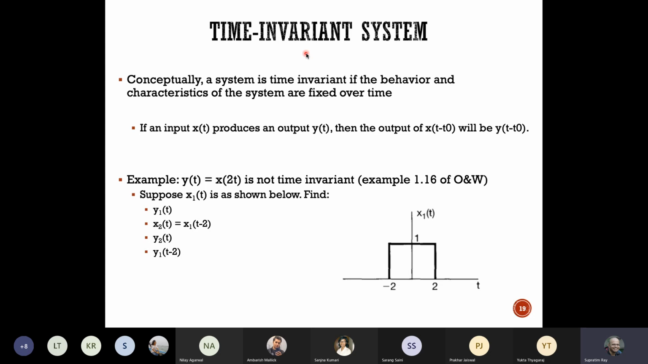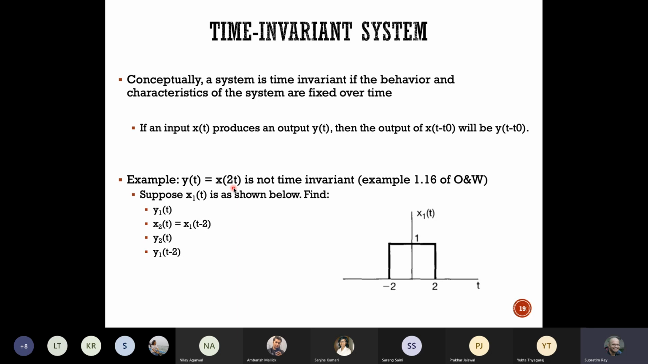So let's try to understand what time invariance means. Conceptually, it's very easy. A system is time invariant if the behavior and characteristics of the system are fixed over time, which means that if an input X produces an output Y, if I have a delayed version of the input, the output will be the same, it will just be delayed by the same amount. Okay, this is what it means to have a time invariant system. So let's take an example. Suppose y of t is x of 2t.